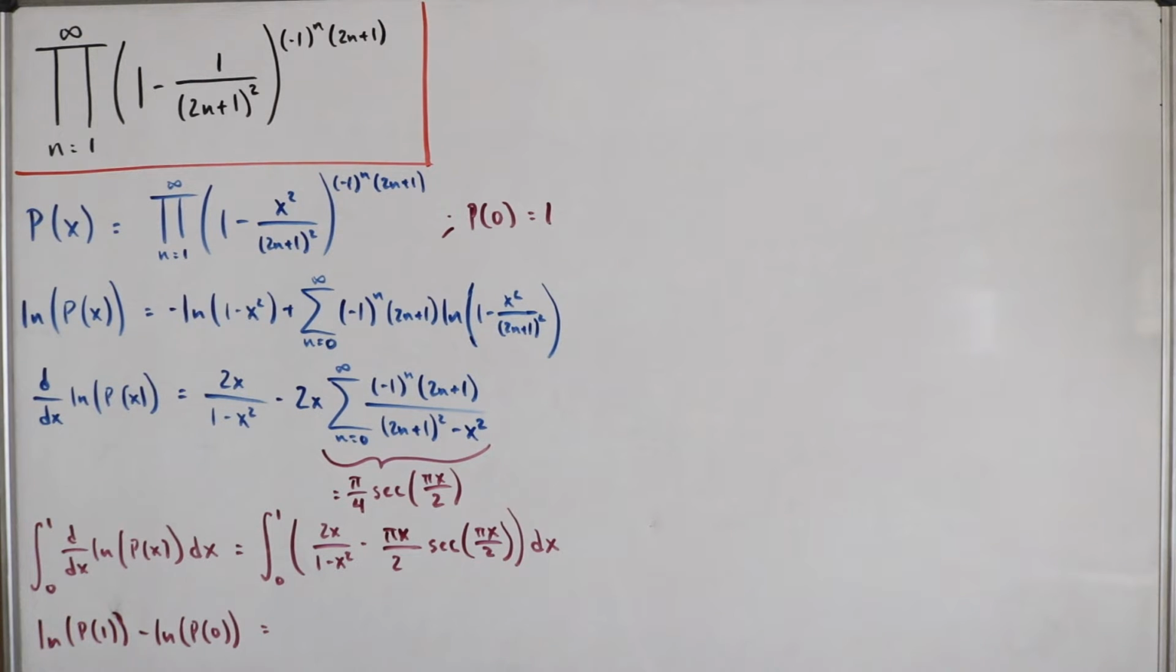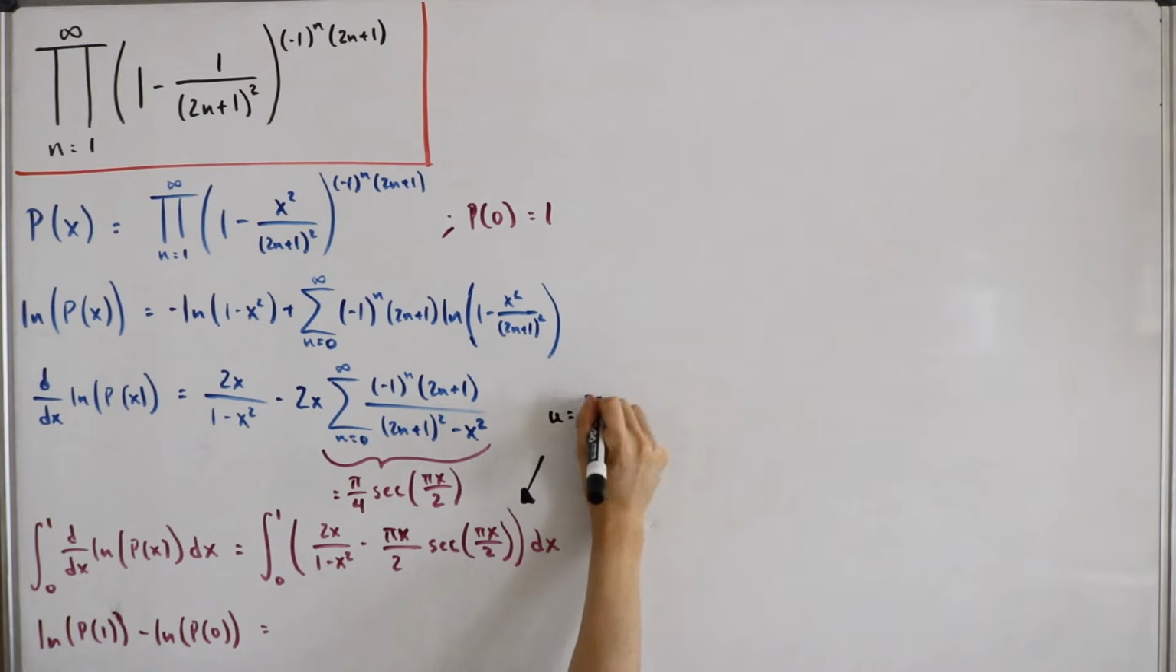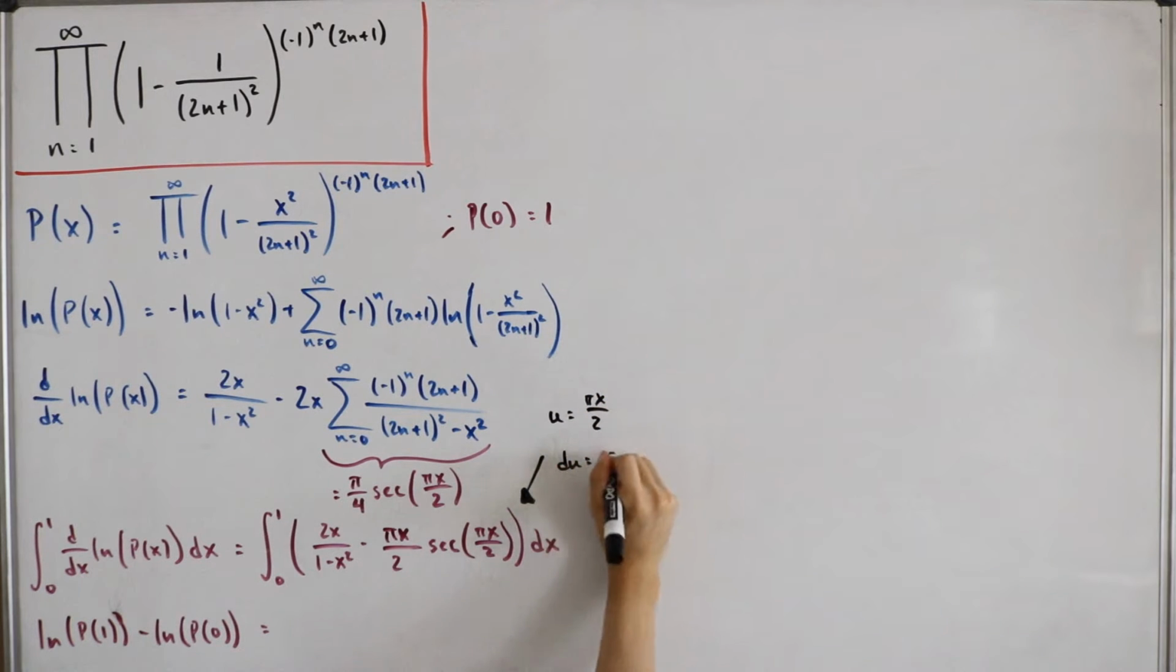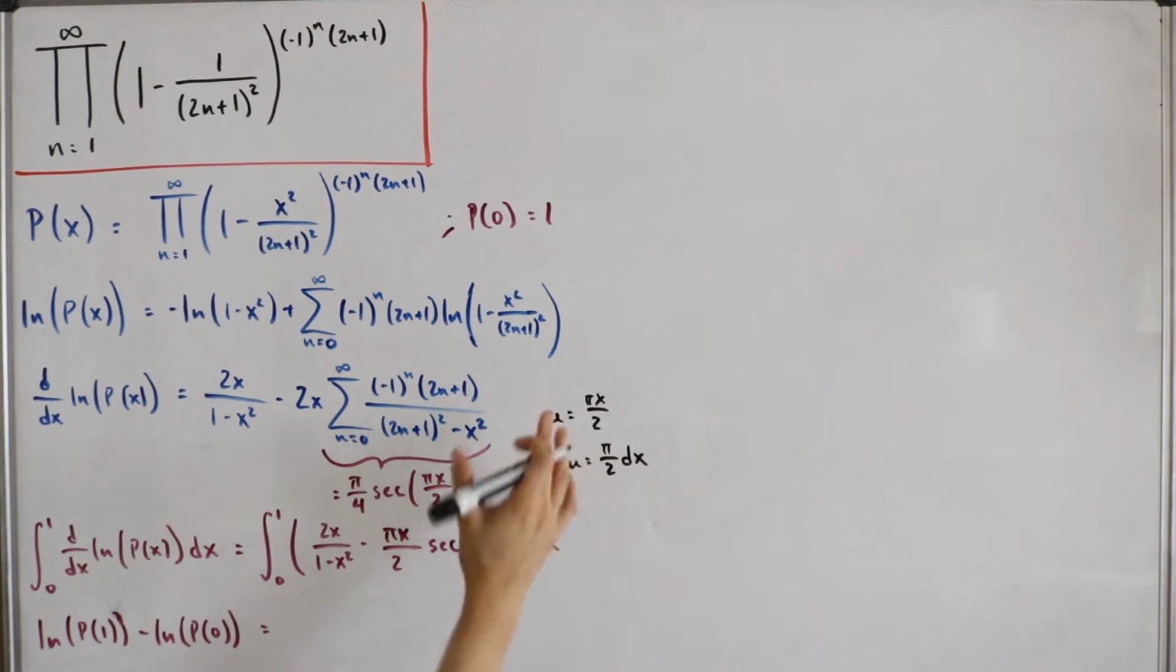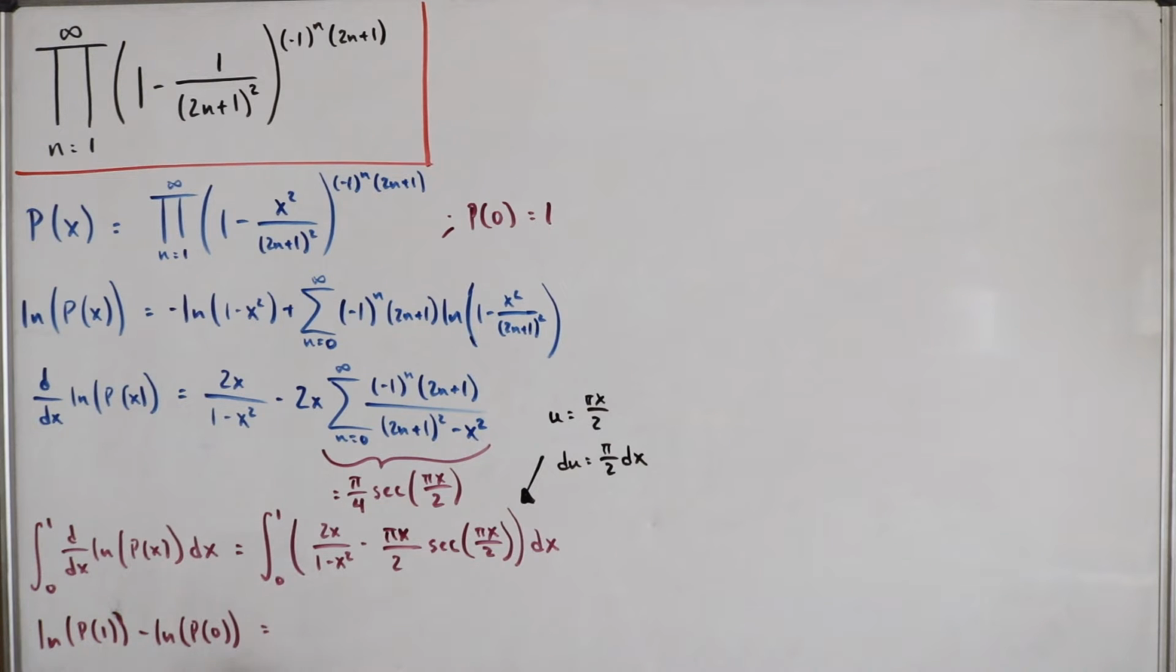Let's do a little bit of a u substitution. We're going to let u equal pi times x divided by 2. That means du is going to equal pi divided by 2 times dx. Okay, now we have our u substitution, so let's plug everything back in.